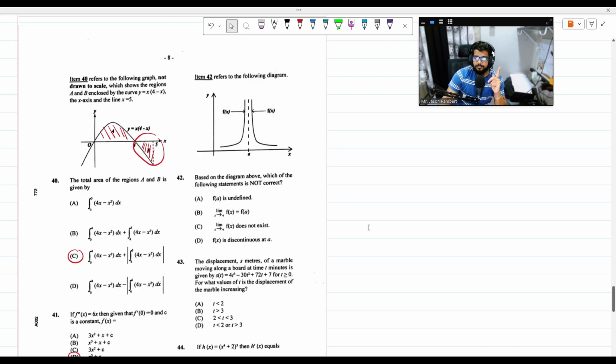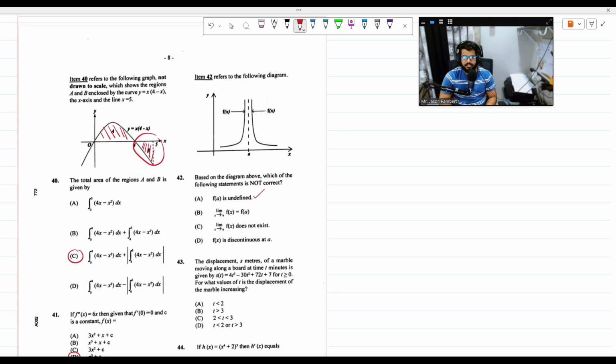Aha. This is one of the questions that I want all of you to really etch in your brains, right? Based on the diagram above, which of the following statements is not correct? So let me check and see which one is correct. f of a is undefined. You are indeed correct, so that is not the answer.